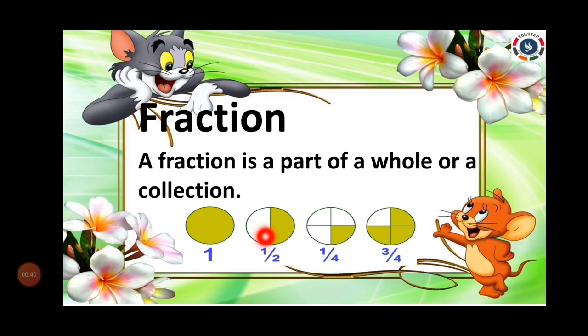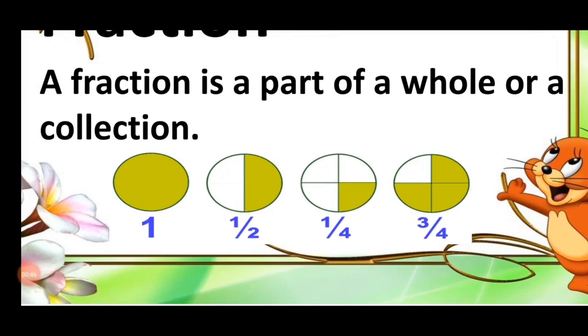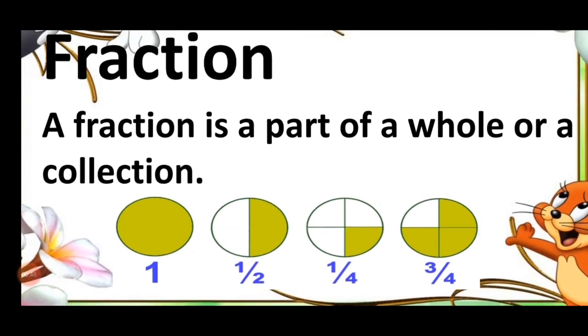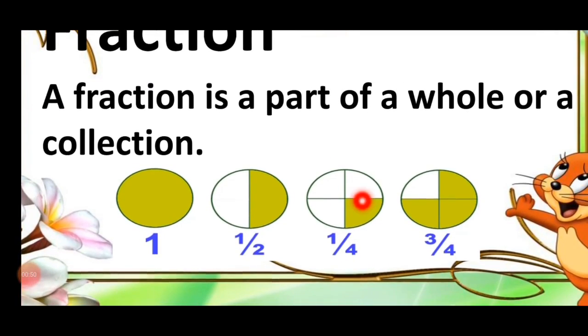The 1 divided by the total number of parts 2, so 1 by 2. And here we are making 4 pieces and only one shaded part, divided by the total number of parts, so 1 by 4. Here how many shaded parts? 3 shaded parts, 3 by 4. So how do we call those numbers? The first number is the whole, that is 1. And 1 by 2 means half, 1 by 4 means quarter, and 3 by 4 means three quarter.